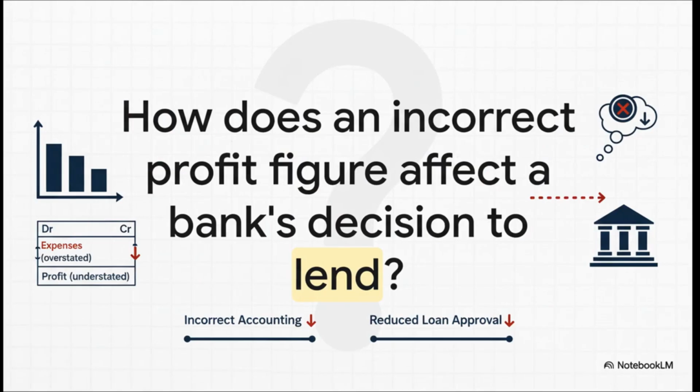And that leaves us with one final thought to chew on. If a business mistakenly expenses a huge asset purchase, it's going to report lower profits and a weaker balance sheet than it really has. So how do you think that incorrect picture might affect a bank's willingness to give that business a loan for future growth? The real-world stakes of these accounting rules are incredibly high and can directly impact whether a business survives and succeeds.